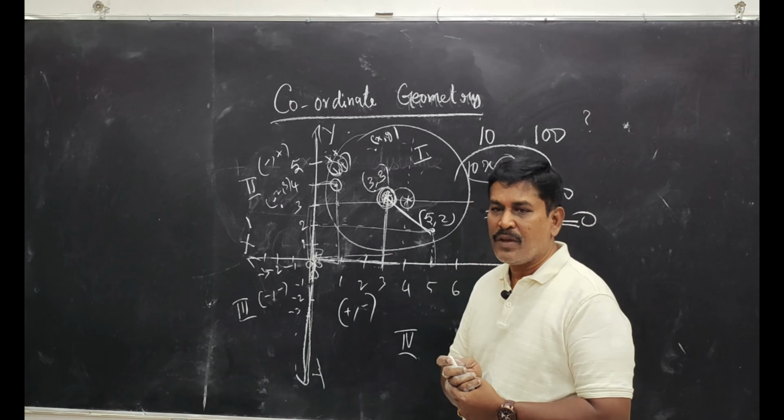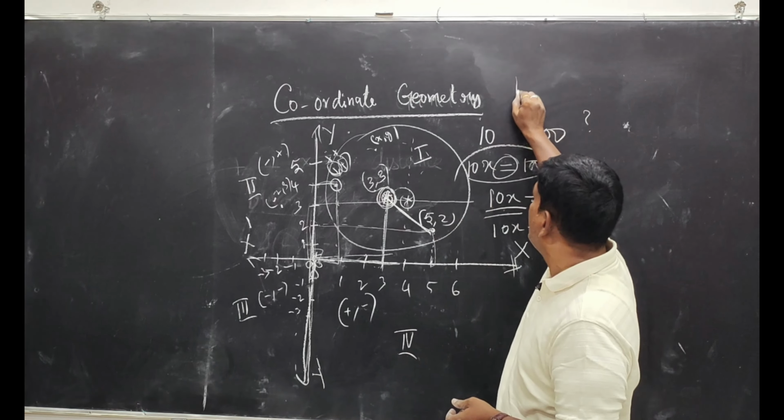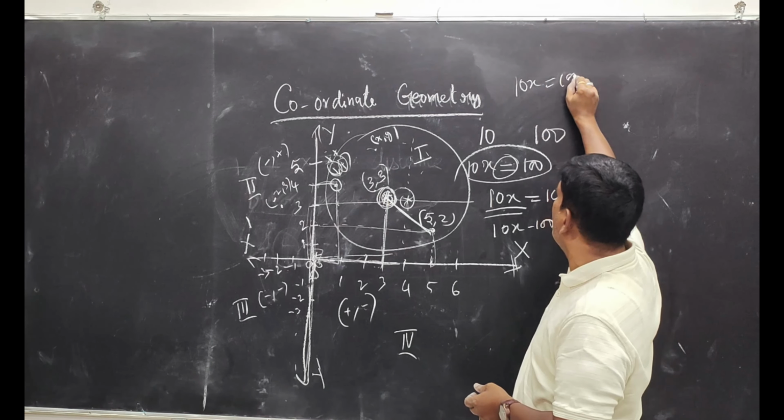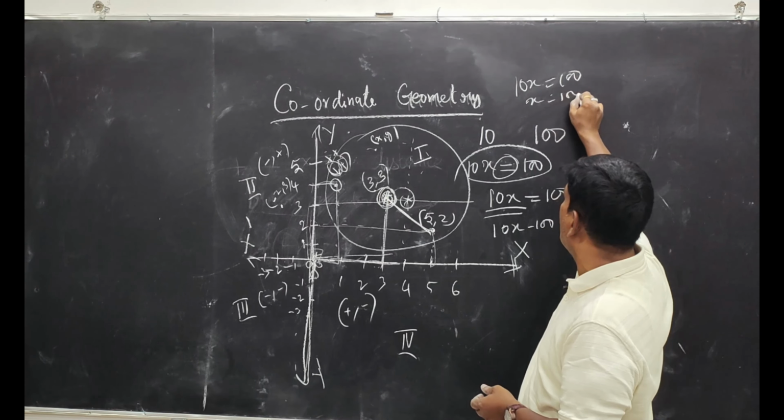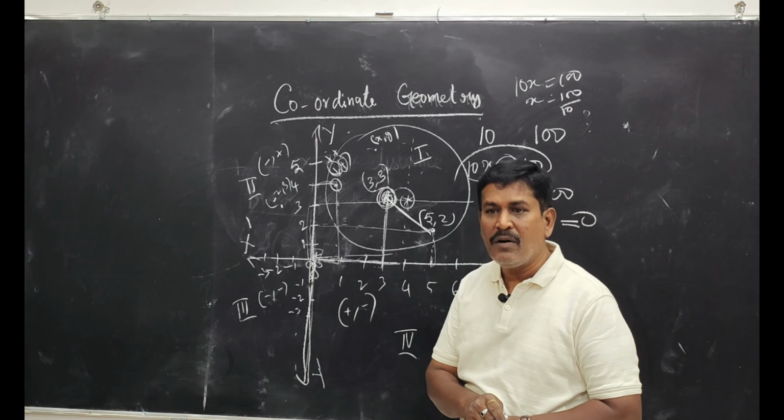By dividing 100 by 10. So you tell 10x is equal to 100. Then x is equal to 100 by 10. Am I right? How is it?